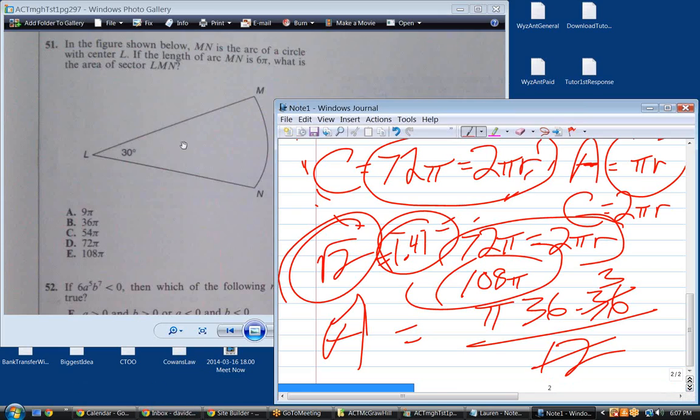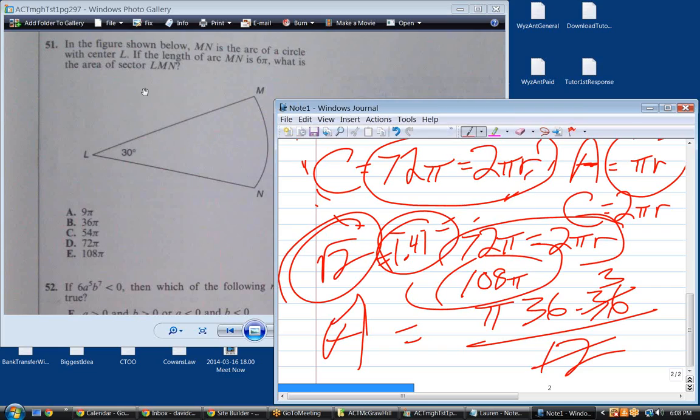All right. So any question you see on the test that's about arc length, and they give you an angle, know that this angle means that we have 30 divided by 360 of that circle, 1/12. This is 1/12 of a circle, which means this arc length is 1/12 of the circumference, and this area is 1/12 of the area of the circle.